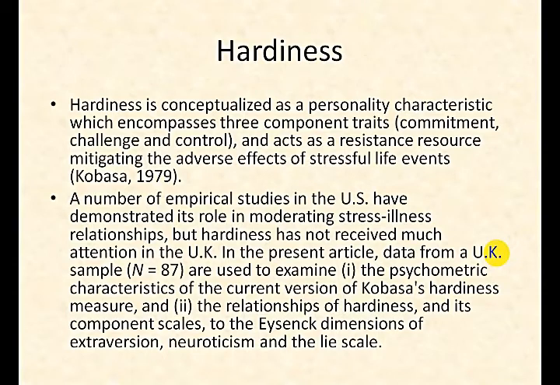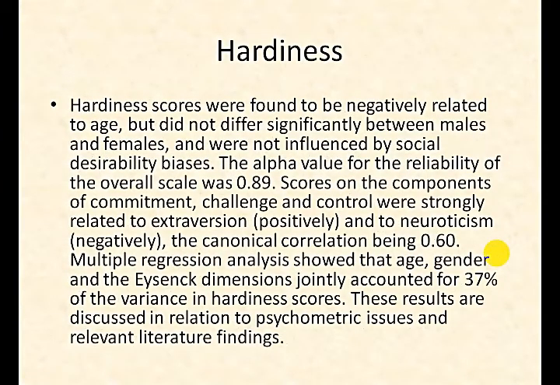In the present article, data from a UK sample of 87 are used to examine the psychometric characteristics of the current version of the Kobasa hardiness measure and the relationship of hardiness and its component scales to the Eysenck dimensions of extroversion, neuroticism, and the lie scale. Hardiness scores were found to be negatively related to age, but did not differ significantly between males and females, and were not influenced by social desirability bias. The alpha value for the reliability of the overall score was 0.89.